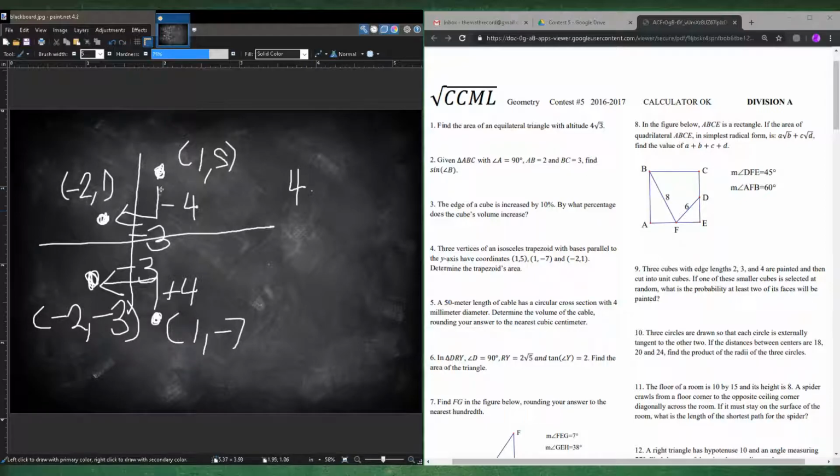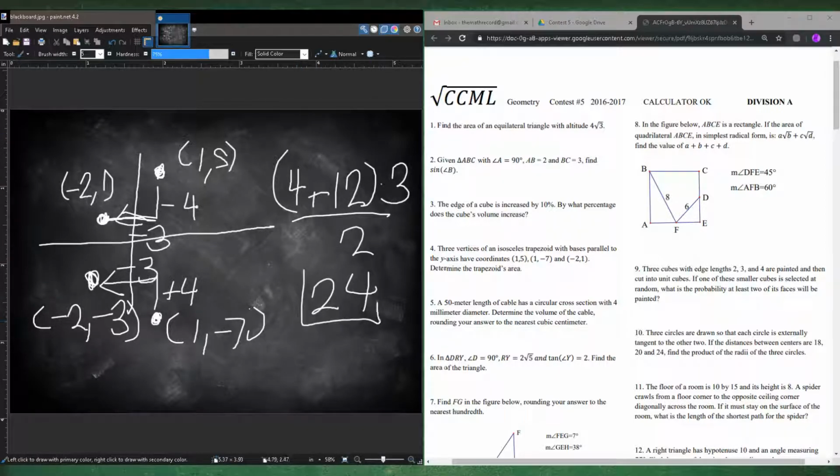Then the other base is from 1 to -7, which is 12. So it's 4 plus 12. And then you have to find the height, which is this distance, 3, times 3, and then you divide by 2. That's how you figure the area of a trapezoid: you add the bases together, multiply by the height, and divide by 2. So this is 16 times 3 divided by 2, which is 8 times 3, 24. So the area of the trapezoid is 24.